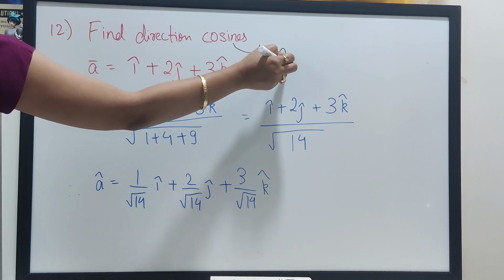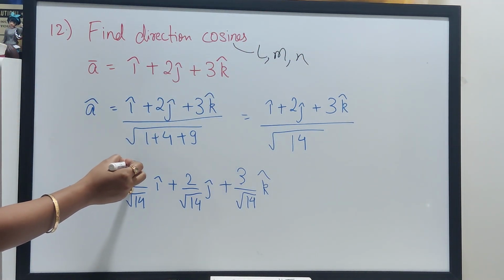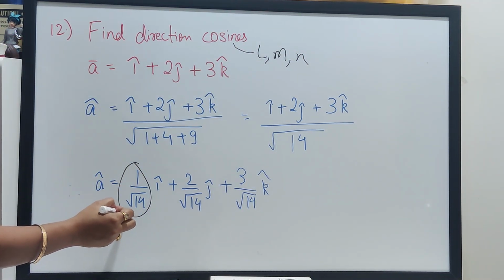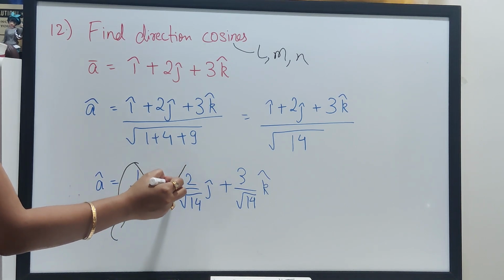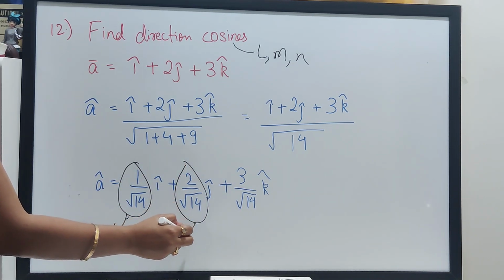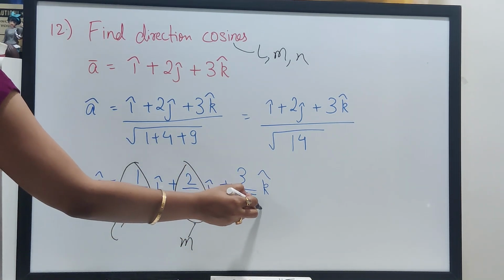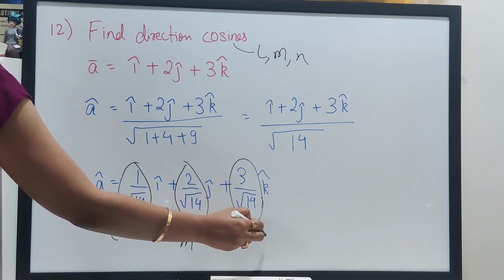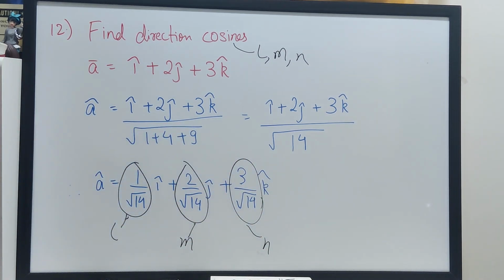Next, direction cosines are nothing but the respective coefficients of i, j, k. So the coefficients of i cap, j cap, k cap here turn out to be 1 by root 14, 2 by root 14 and 3 by root 14.